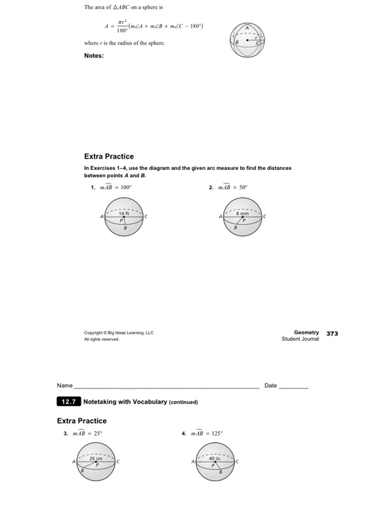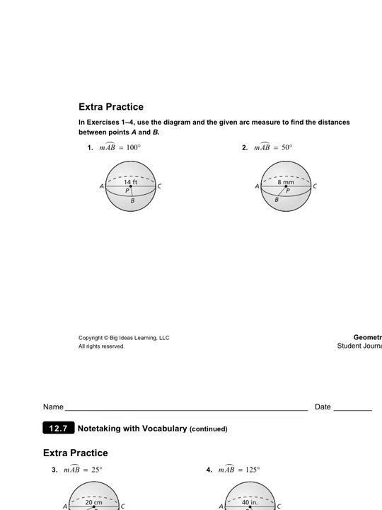For example 1, it says use the diagram and the given arc measure to find the distances between point A and point B. Okay, so we kind of talked a little bit about this earlier, I believe in Chapter 11, if you can remember that far back. But basically what we're trying to find is the arc length of AB.